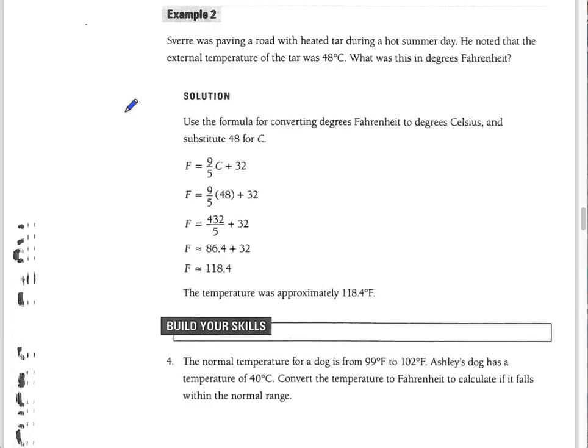Example 2. Sverre was paving the road with heated tar during a hot summer day. He noticed that the external temperature of the tar was 48 C. What is this in Fahrenheit? Okay, so we use the other formula in this case. F equals 9/5 times C plus 32. We're given the value of C, so we put it here. And so 48 times 9/5 means we now have 432/5, then adding the 32 as well. The fraction ends up being 86.4, and then we add 32. Basically, we're roughly at 118.4 degrees Fahrenheit.